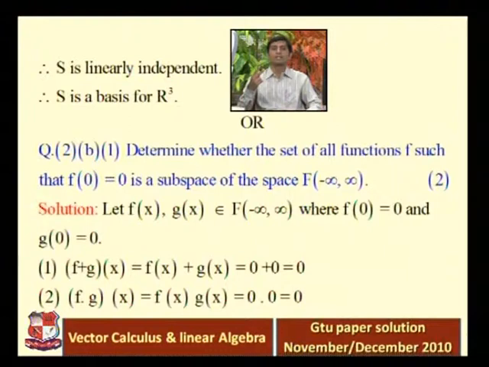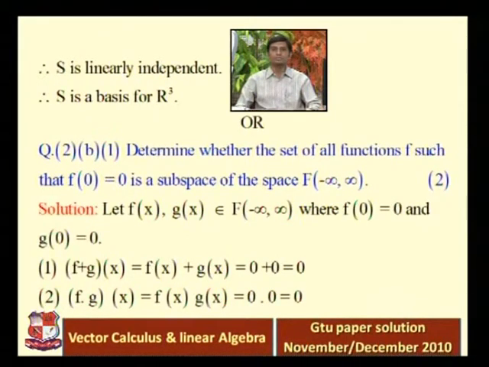We prove two conditions. Here our set is a set of functions such that f of 0 is equal to 0. So we take any two functions from the set and try to prove that the addition of those two vectors also belongs to the set, and the scalar multiplication also belongs to the set. Okay.